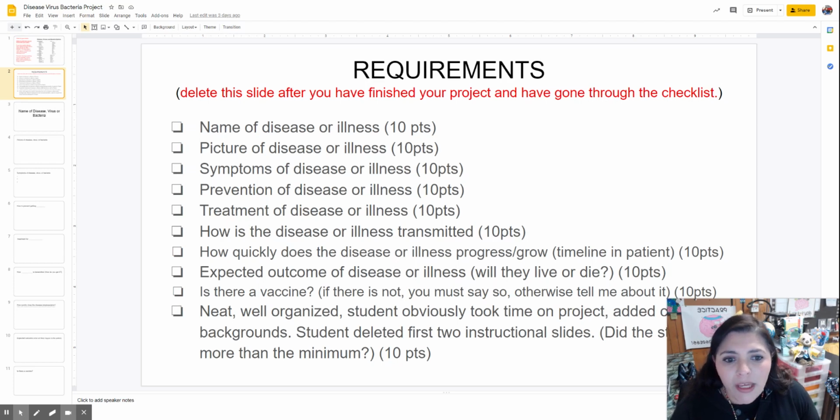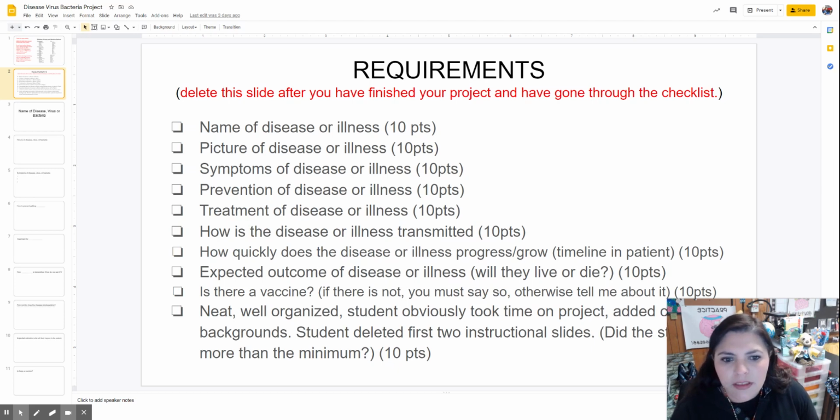If there is no way to prevent the illness or the disease, like sometimes there are some cancers that are not caused by anything that that person did, it's maybe something genetic, then you would write in there that there is no prevention for it or it's a genetic disorder. So you do have to specify. You can't just leave it out or not do it, because then I'm not going to give you those points. You have to specify that there is nothing to prevent it.